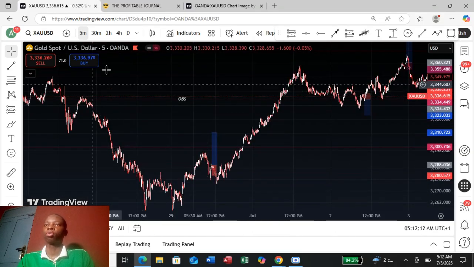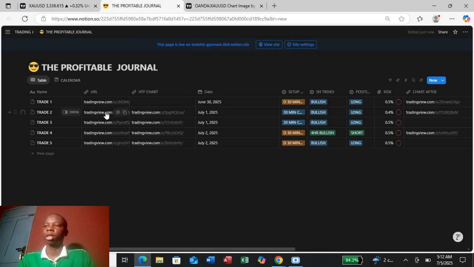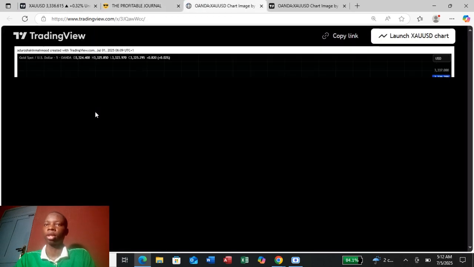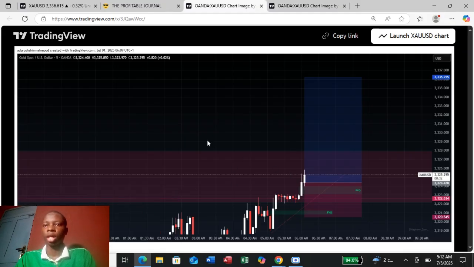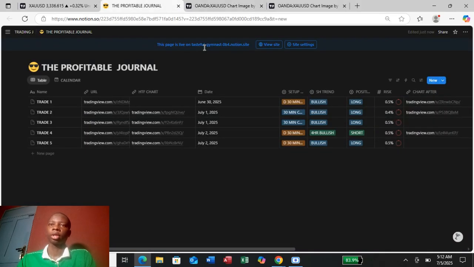So now let's move on to the second trade. The second trade was on Tuesday. So this is June 30th, Monday, July 1st, Tuesday, right? So let me click on TradingView right here. Okay, so this is the second trade right here, and I took the trade around 6 a.m. ish. Okay, let me go back to TradingView and replay the trade right there.